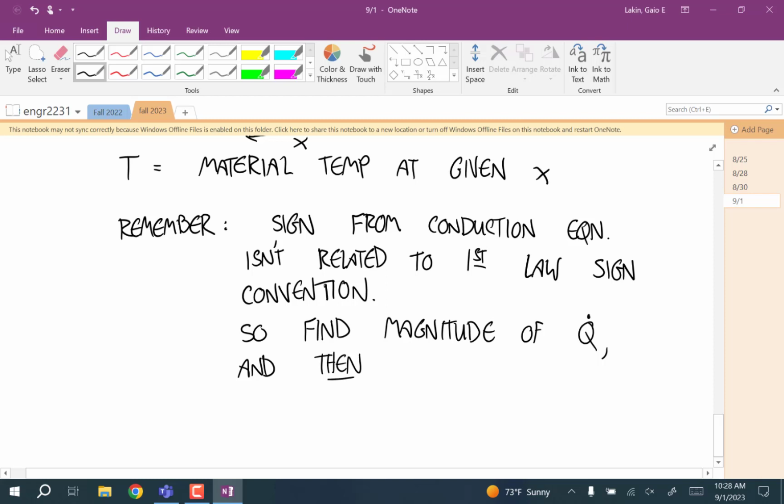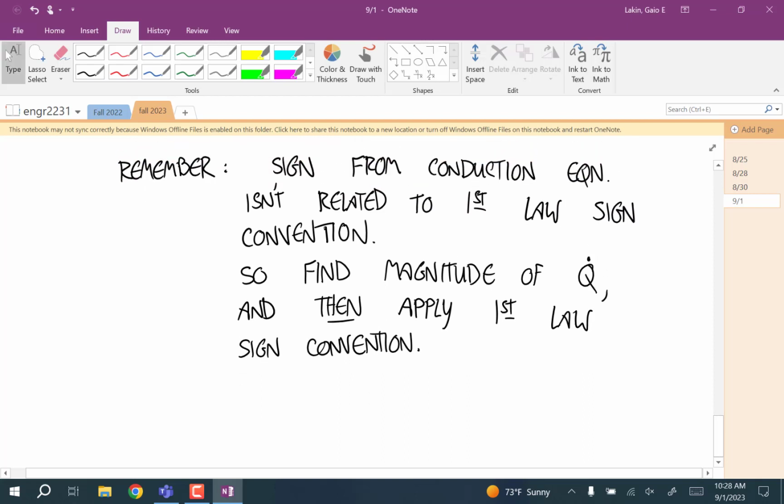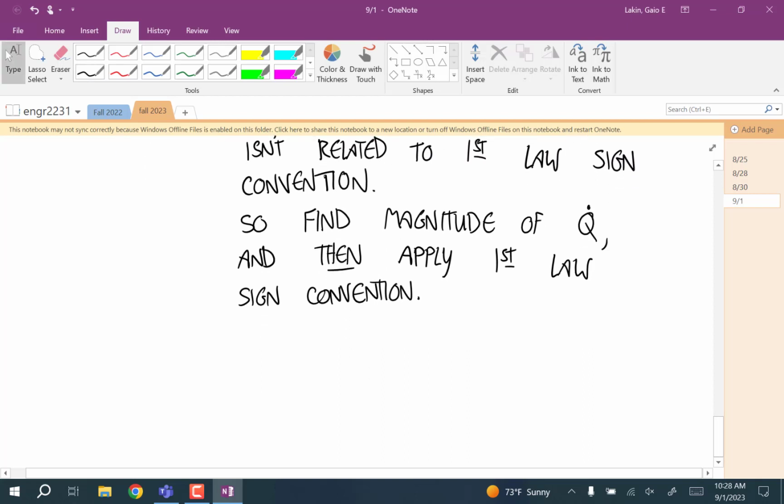And by the first law sign convention, I mean thinking about a power cycle, where you're heating up the system and heat is going into the system and work is coming out of the system. So, and then apply the first law sign convention. You understand what I'm saying with this? Okay, so let's do an example.